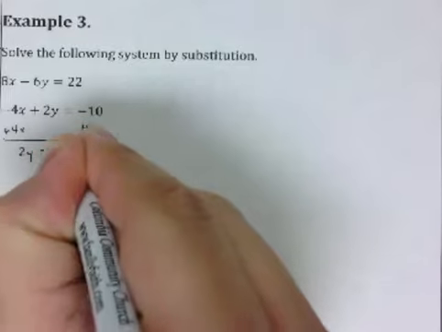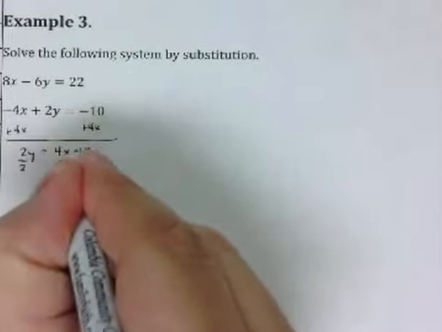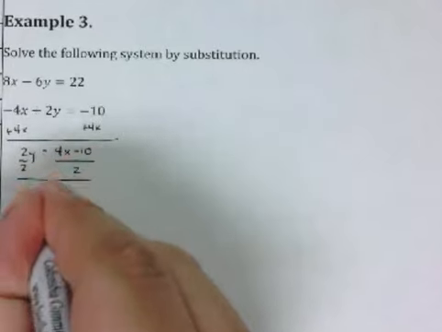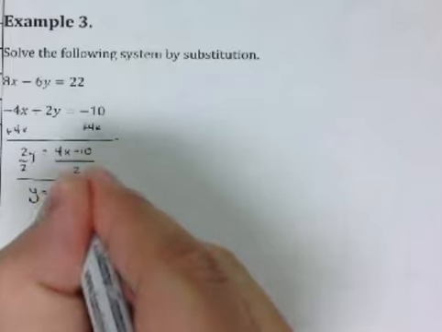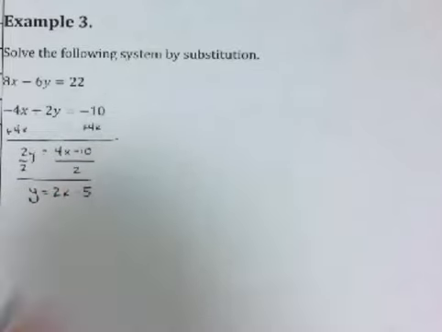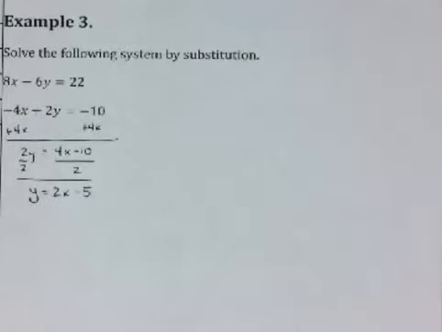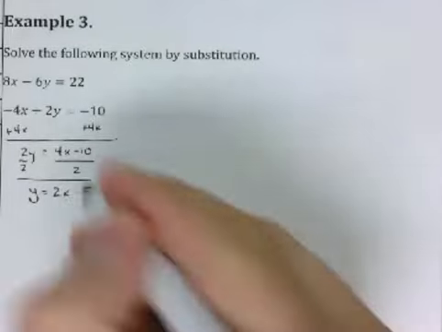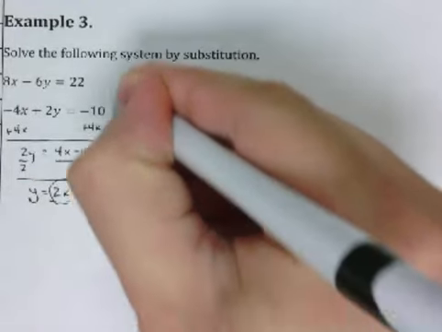And then I can just divide by 2 on both sides to end up getting y is equal to, 4 divided by 2 is 2x, negative 10 divided by 2 is a negative 5. So instead of this equation now, I've got y equals 2x minus 5. And that's a lot easier to look at. Plus, we've already solved for our variable of y. So now we just substitute this value right here, 2x minus 5, into the other equation in for y. So let's go ahead and do that now.